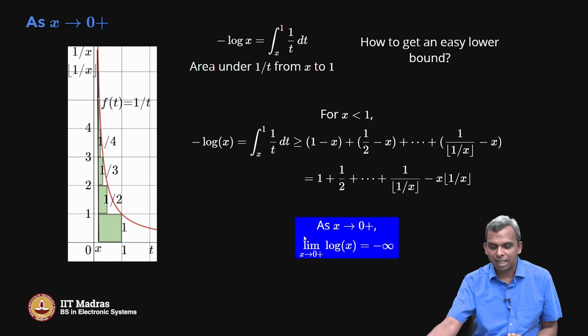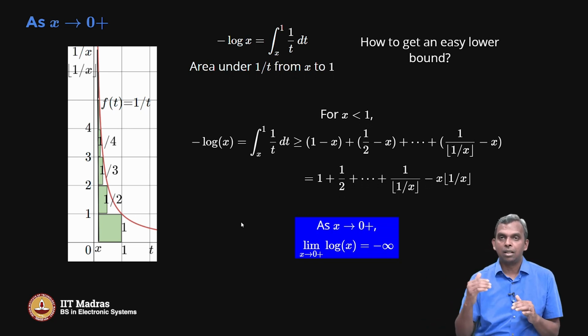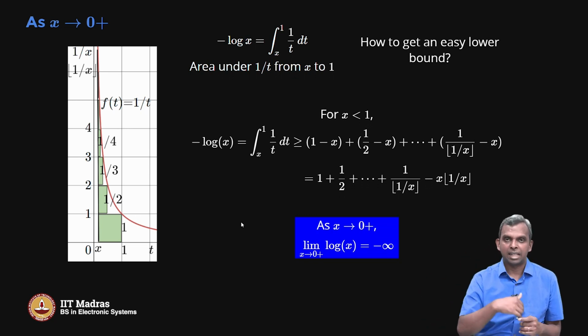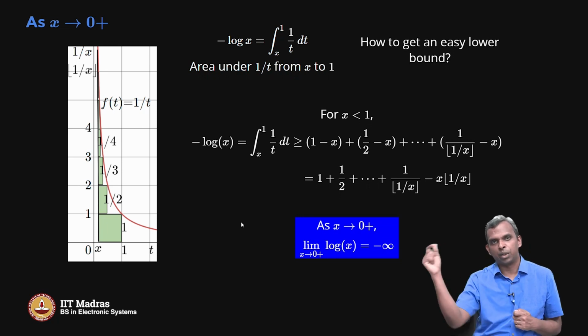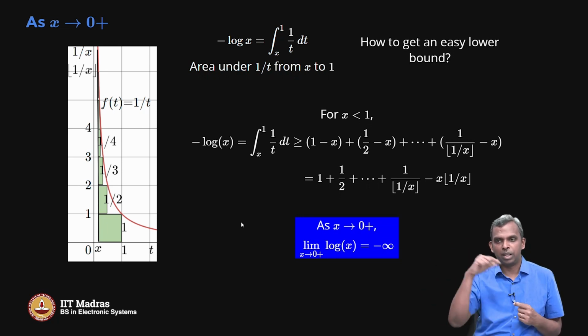But the main thing to understand is these two results. As x tends to 0 plus, log x is tending to minus infinity. As x tends to infinity, log x is tending to infinity. At 1, it's 0. So it has a picture like that.